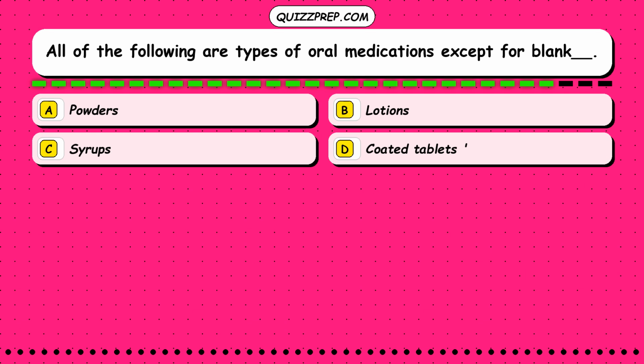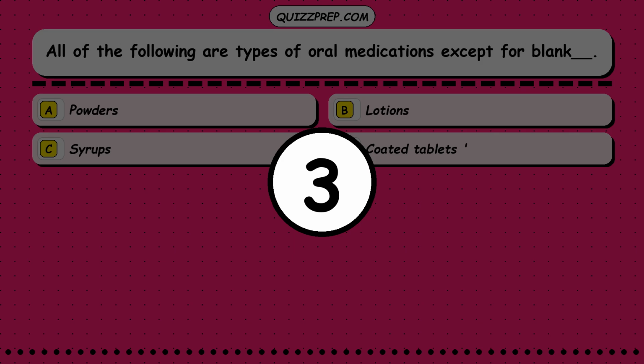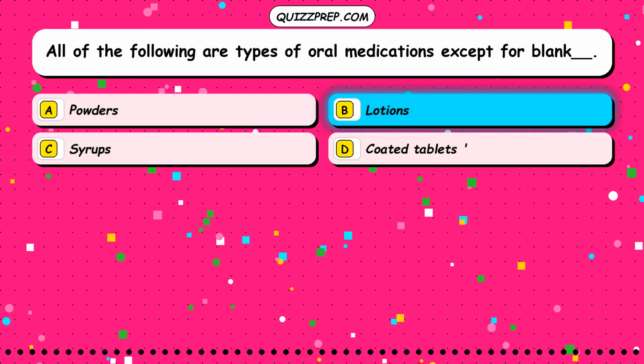Question 16. All of the following are types of oral medications except for blank. Option A, powders. Option B, lotions. Option C, syrups. Option D, coated tablets. The correct answer is option B, lotions.